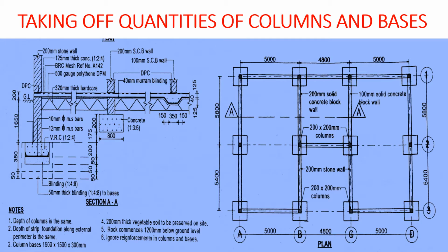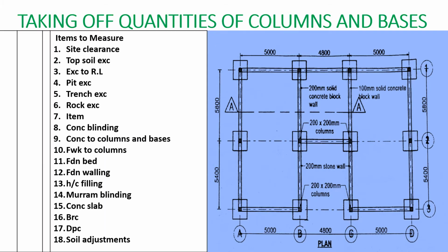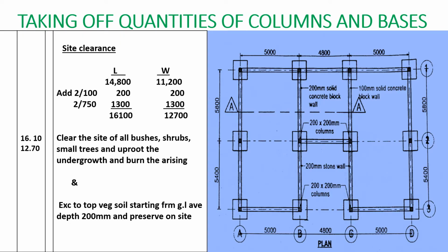Now we are going to proceed and clear the site, because we have been told 200 millimeters thick vegetable soil is to be preserved on site. Before we clear the site, let's list the items that we are going to measure. We have site clearance, top vegetable soil, and then we have excavation for pits. So those are the items that we need to measure.